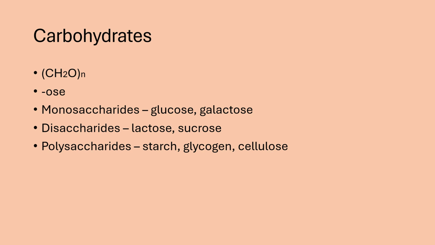Now we further subdivide them as monosaccharides, disaccharides, or polysaccharides. It has to do with how big they are. The smallest ones are monosaccharides. A saccharide is another name for a sugar. Examples of monosaccharides are glucose, probably the most well-known carbohydrate, and then galactose. Disaccharides, things like lactose and sucrose. And then polysaccharides are things like starch, glycogen, and cellulose.